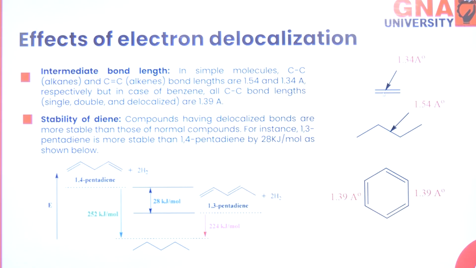But if we take conjugated systems, for example benzene, we know that benzene has 6 pi electrons, and those 6 pi electrons are not confined between particular atoms. Those 6 electrons are delocalized over all the 6 carbon atoms.